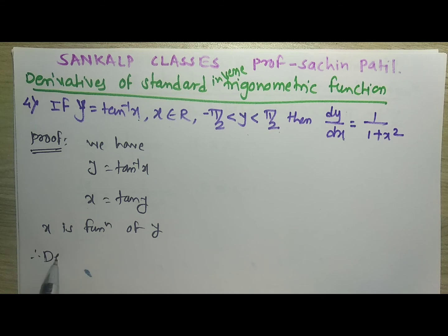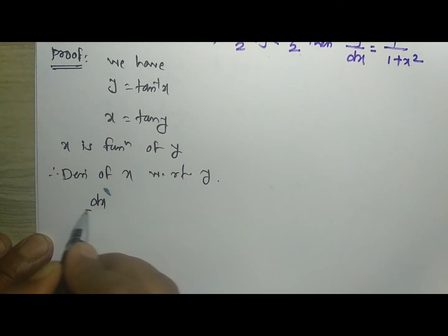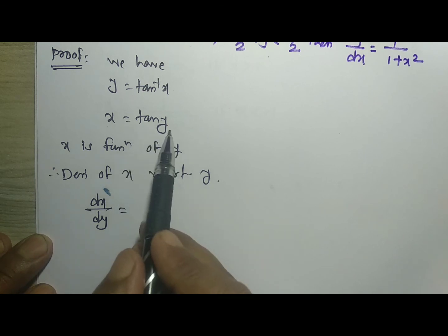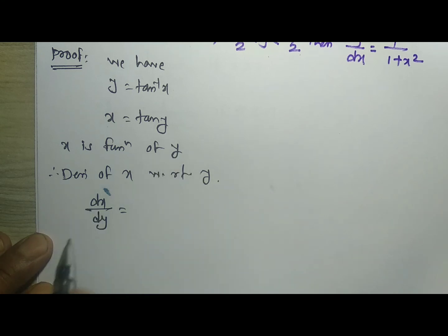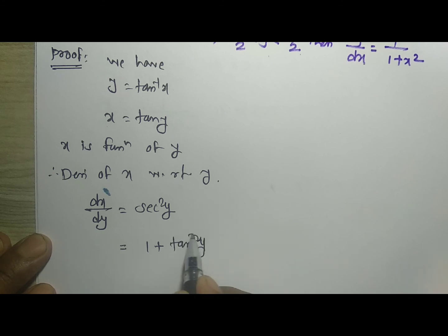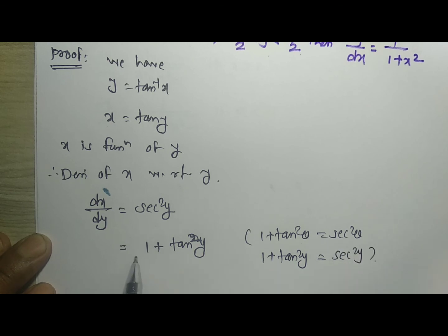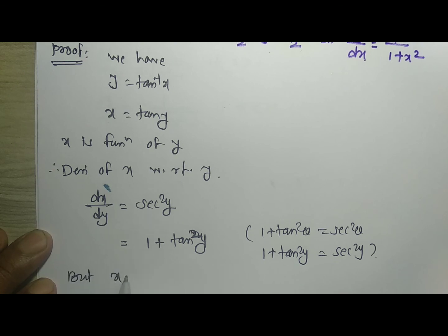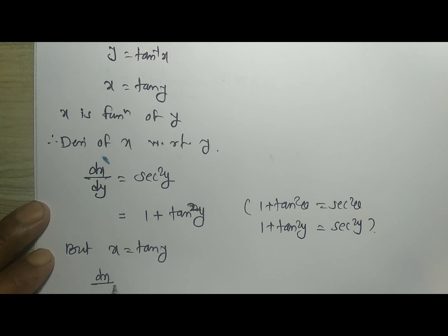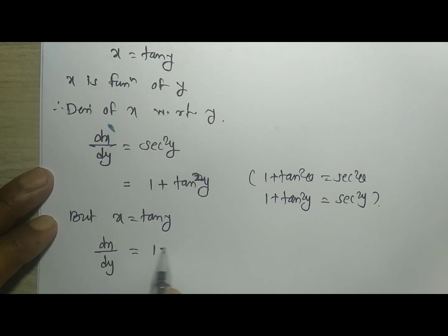y, and therefore the derivative of x with respect to y is taken here, and it is dx by dy is equal to the derivative of tan y. The derivative of tan x is nothing but sec square x, and therefore the derivative of tan y is sec square y. Sec square y is written as 1 plus tan square y. It is taken from 1 plus tan square theta is equal to sec square theta, and by replacing theta with y, 1 plus tan square y is equal to sec square y. But we know that x is equal to tan y, and therefore dx by dy is equal to 1 plus x square.